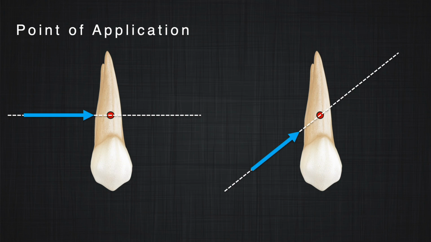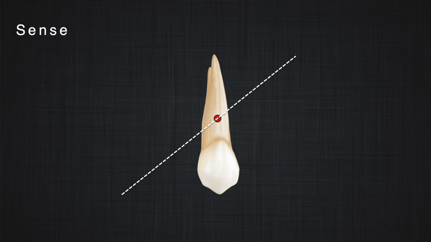Knowing the point of application and line of action is not enough to define the force. The next component is sense. So let's look at the example. Assume in this example, the point of application is the center of resistance. The line of action is the line that you are seeing on this slide. But what happens if one arrow is pointed upward and one arrow is pointed downward? They have the same line of action and the same point of application, but they have exactly opposite effects.